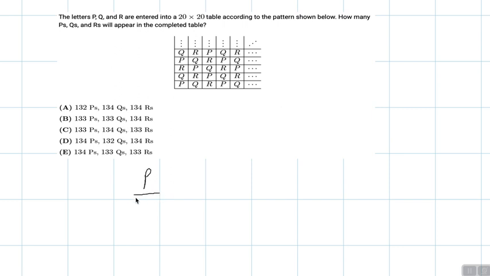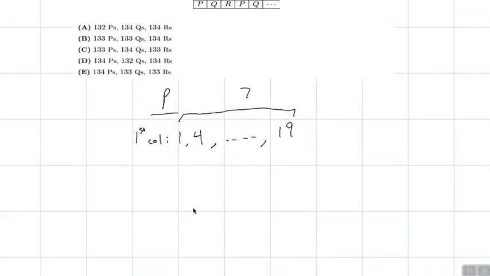looking at that, I want to look column by column. So in the first column, P shows up in, I'll refer to its position as position 1. It shows up in position 2, 3, 4, and it skips every 3. So it'll show up all the way to position 19. And the number of positions here are 7. So in this first column, P shows up 7 times.